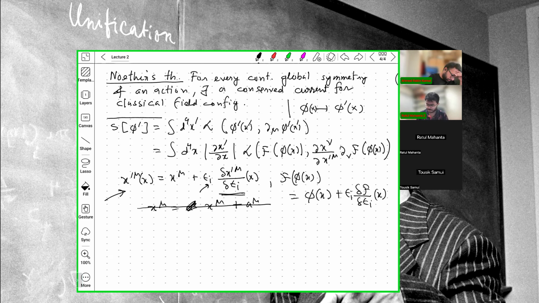So what are the quantities we need to compute? We need to compute the Jacobian. We need to also compute these quantities, and you can use them. For the Jacobian matrix, del x prime mu by del x nu is nothing but delta mu nu plus del mu of epsilon.